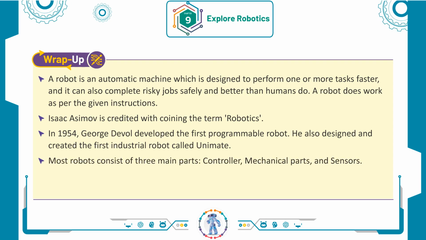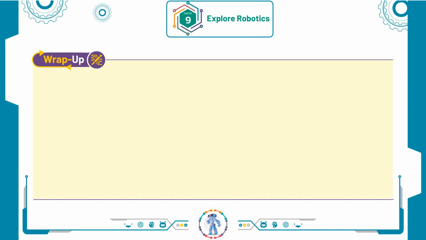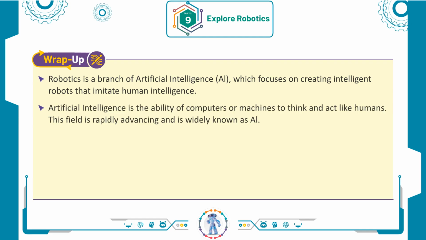Most robots consist of three main parts: controller, mechanical parts, and sensors. Telerobots are used to perform tasks in locations that are too far or dangerous for humans. These robots can work deep underwater or even on other planets. Robotics is a branch of artificial intelligence (AI) which focuses on creating intelligent robots that imitate human intelligence. Artificial intelligence is the ability of computers or machines to think and act like humans. This field is rapidly advancing and is widely known as AI.